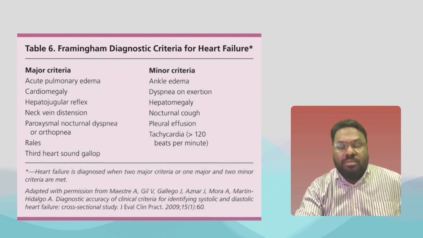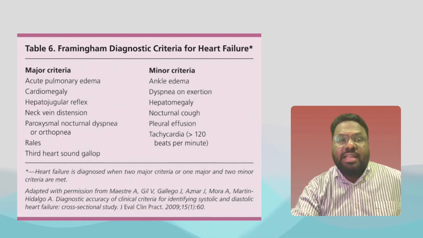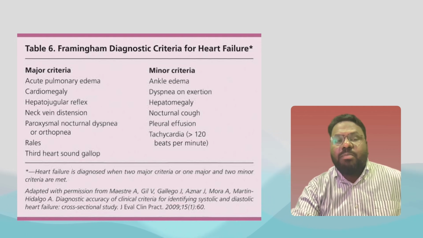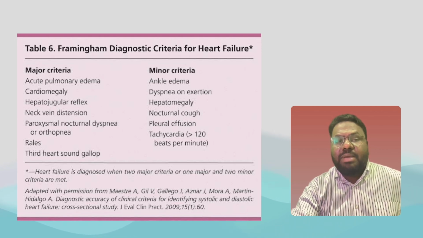So we'll talk about the criteria for diagnosis of heart failure, that is Framingham's diagnostic criteria. Framingham's diagnostic criteria is divided into major and minor. Major criteria include acute pulmonary edema, cardiomegaly, hepatojugular reflex, jugular venous or neck vein distension, paroxysmal nocturnal dyspnea or orthopnea, rales or crepitations, third heart sound, that is gallop type of third heart sound. These are all the major criteria. In this, one is the diagnosis, pulmonary edema.